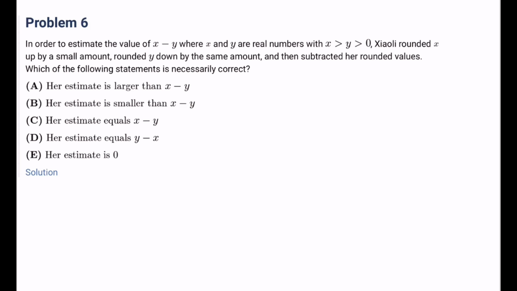Okay, so let's say that the amount it was rounded up was a. Then Shelly would have rounded x up to x plus a, and y down to y minus a. And if you subtract those two, that's going to give x minus y plus 2a. And this is going to be greater than x minus y. So the answer is A.